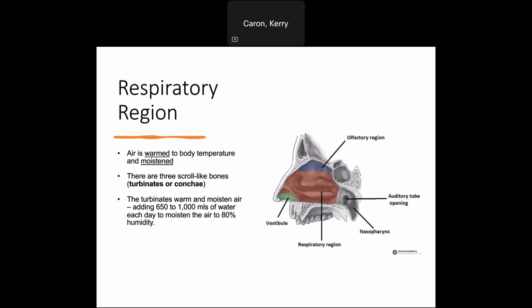Here are the three regions highlighted in color. So here's the vestibule right here. The respiratory region is where our air is warmed and moistened. We've got turbinates, scroll-like bones here. And the turbinates are going to warm and moisten the air, adding almost a liter of water to outside air, to a percentage of 80% humidity. So that does that before it even reaches our lungs.